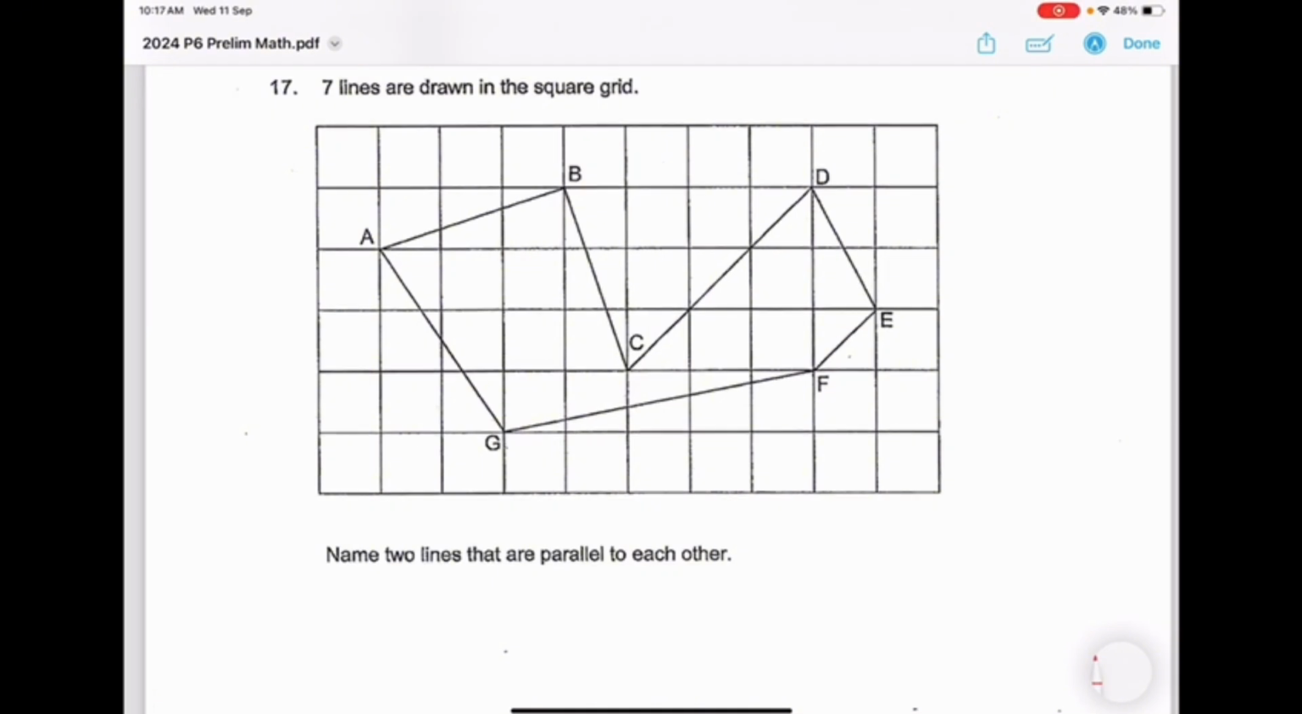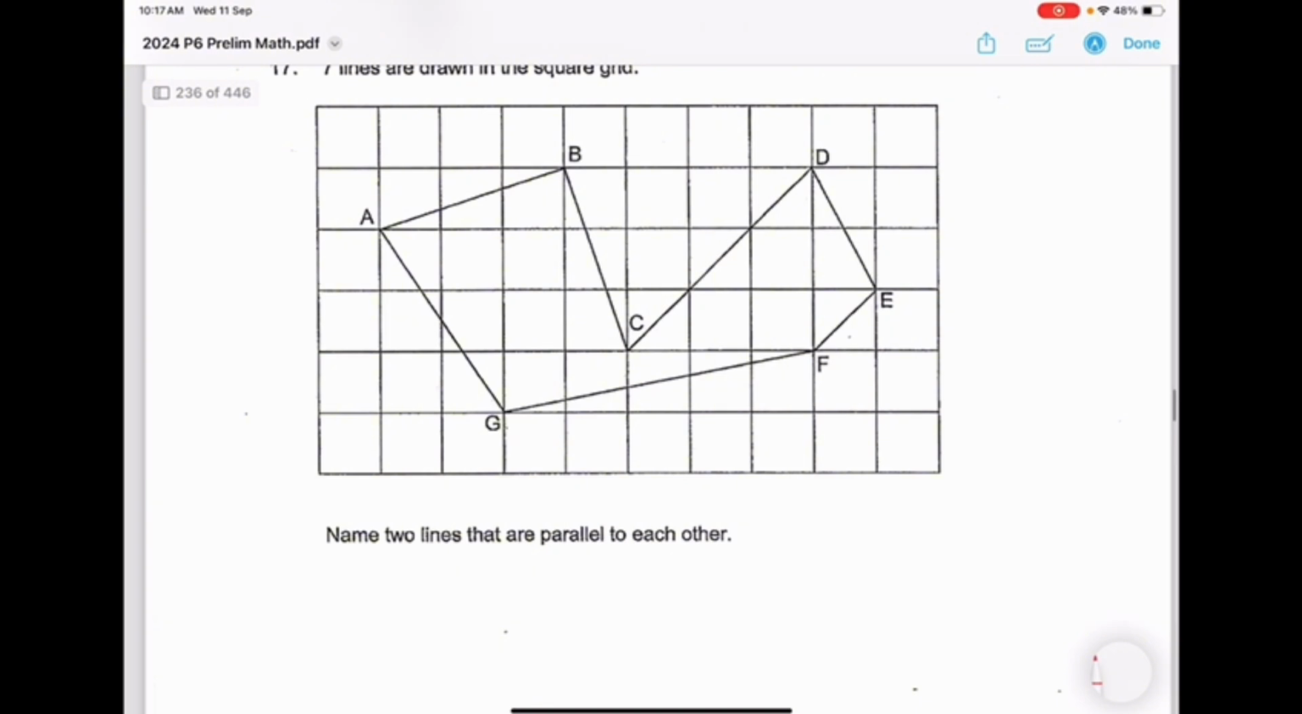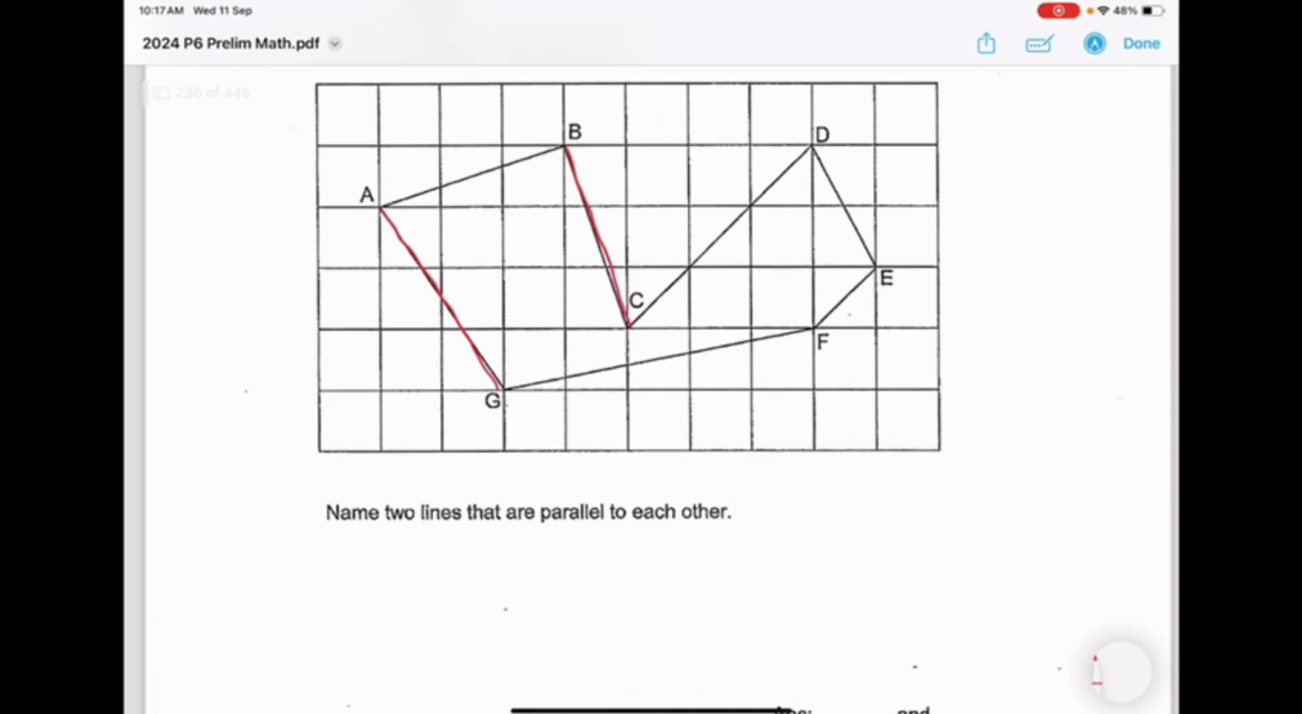What I want to do is to test a few things. First I'm gonna list down the lines that might be parallel. We can see that we have AG and BC over here. They look like they might be parallel, but I'm gonna put it to the test. How are we gonna do that? We are going to count the number of jumps vertically and horizontally. For AG and BC, if the horizontal jumps and the vertical jumps match, then they are parallel.